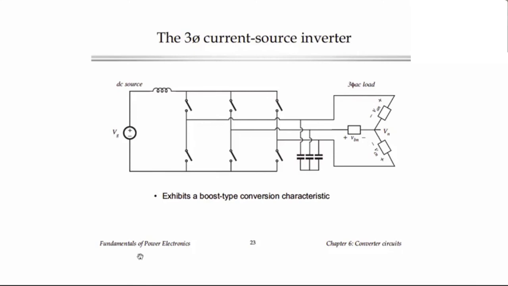Here is another similar kind of circuit that has a boost type characteristic. There's a single inductor in the input, and there are switches for each of the three phases, and we have capacitor filters on the output. And this is the current source inverter. It has a boost type conversion characteristic, but it has a similar three-phase bridge in it.